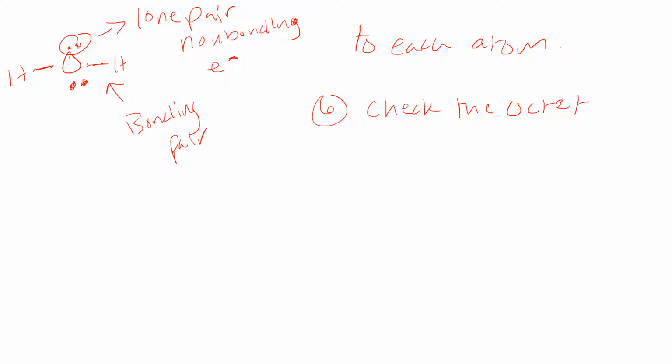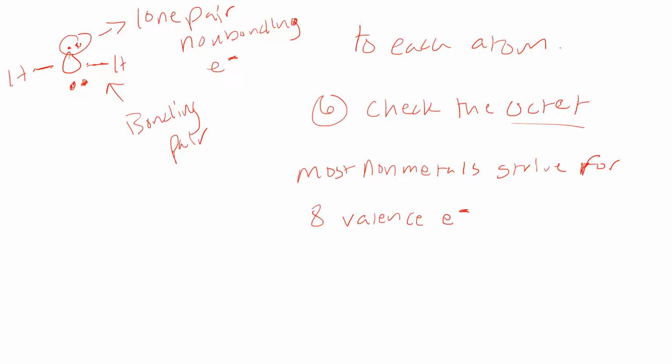Now, what does it mean by octet? In general, nonmetals, most nonmetals, not all, strive for 8 valence electrons. Now remember, valence electrons are the outermost shell electrons. Now there are about 4 or 5 more rules that I'm going to introduce you to, but for now this is a good starting point.